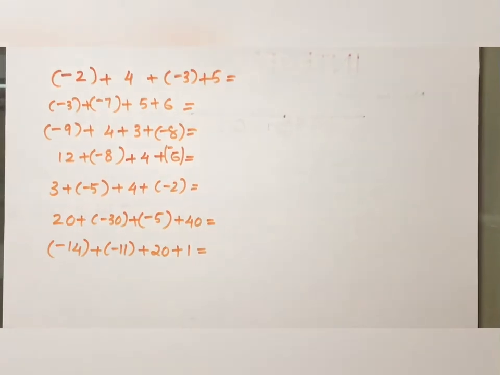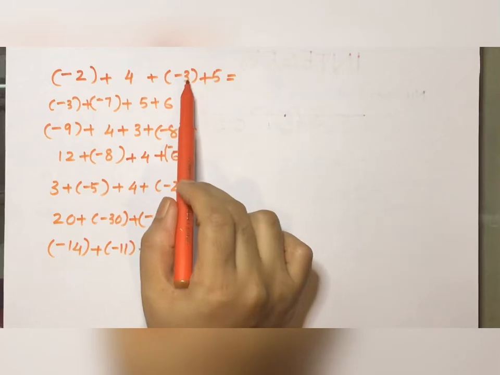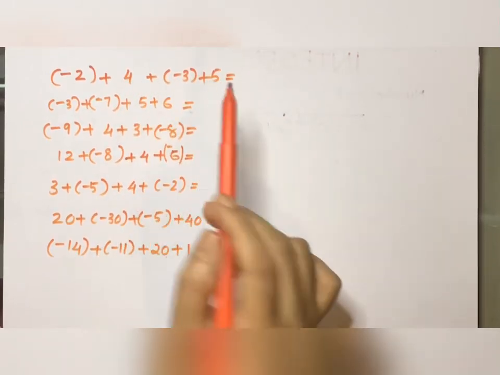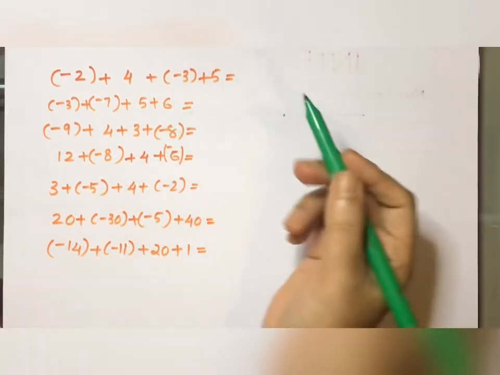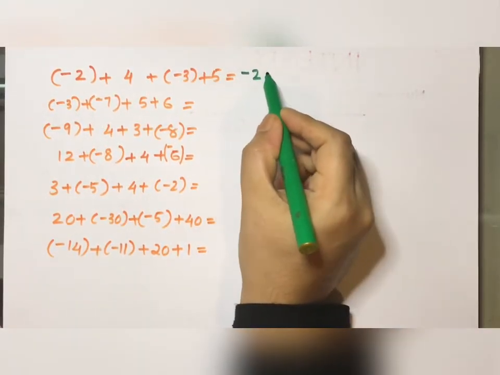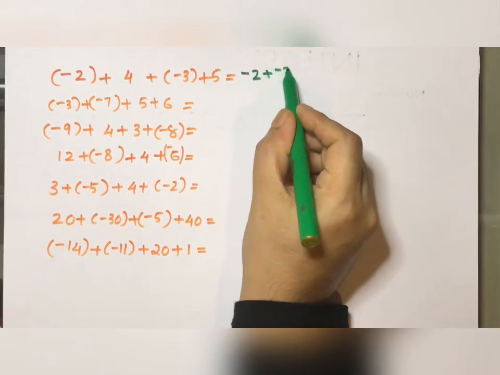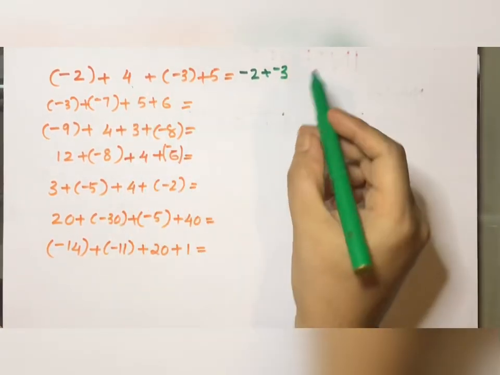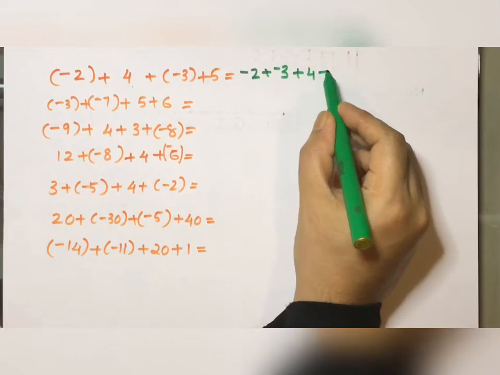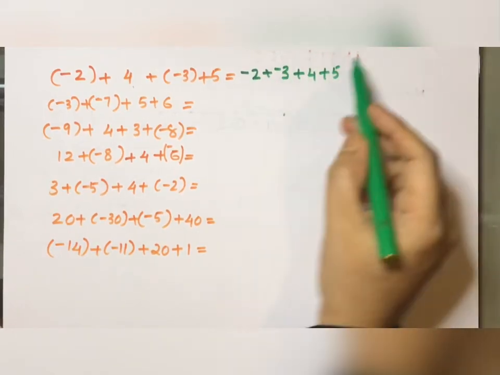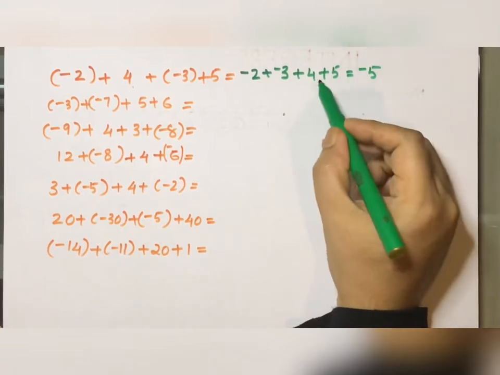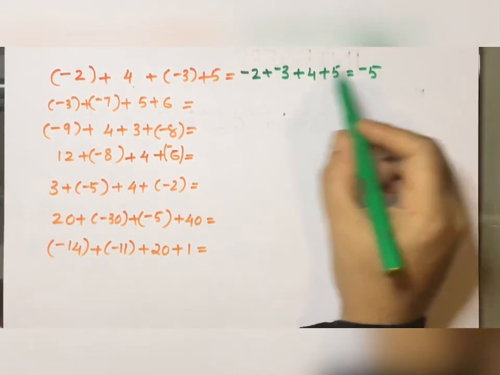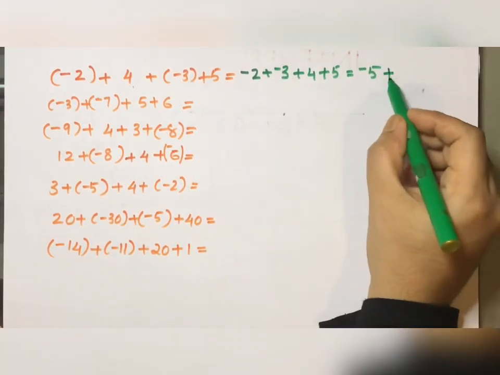Now we will see how to add if there are more than 3 integers. Here -2 and -3 are negative and 4 and 5 are positive. Add the negative numbers together. I am just grouping -2 plus -3. Then add the positive numbers together, 4 plus 5. -2 plus -3 is -5. 4 plus 5 is 9.